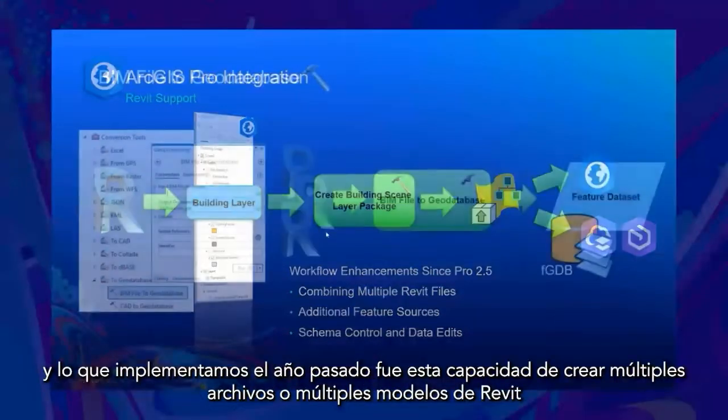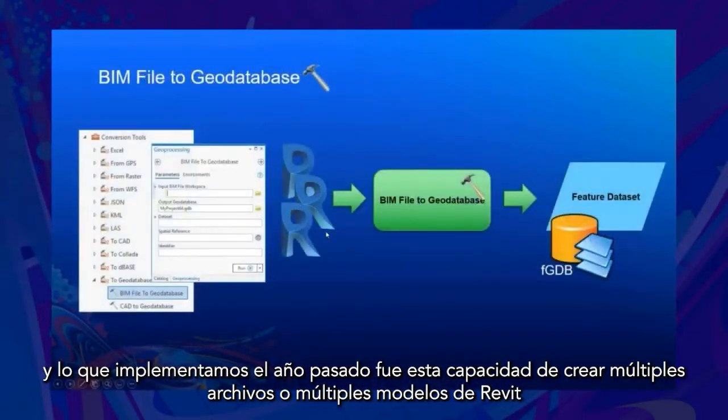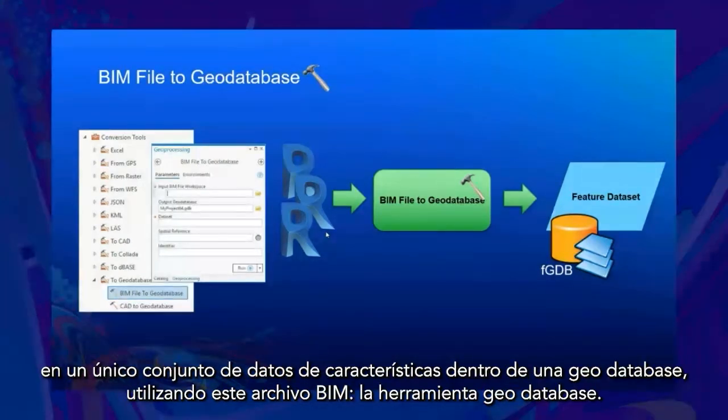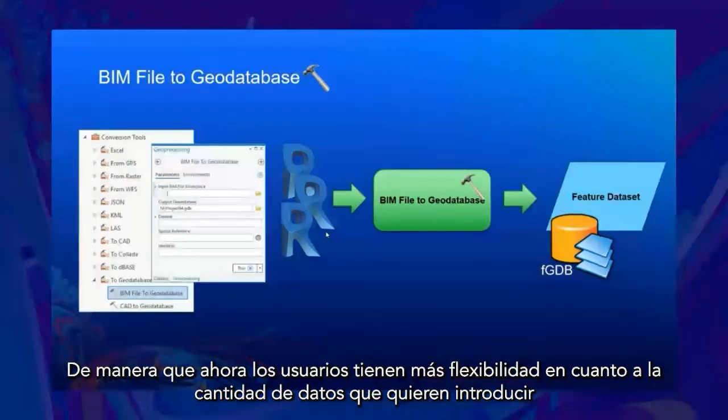And so what we implemented last year was this ability to bring multiple files or multiple Revit models into a single feature data set within a geodatabase by using this BIM File To Geodatabase tool. So now users have more flexibility in the quantity of data they want to bring in.